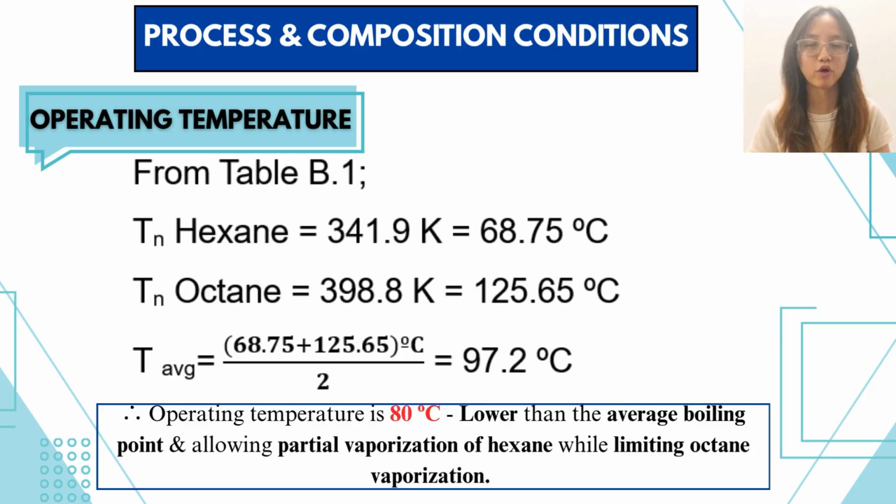First is to find the operating temperature by obtaining the normal boiling points of hexane and octane from Table B.1, which are 341.9 K and 398.8 K respectively. Then convert the values to degrees Celsius. After that, calculate the average temperature, which gives 97.2 degrees Celsius. From here, we choose 80 degrees Celsius as the operating temperature because it is lower than the average normal boiling point temperature, allowing partial vaporization of hexane and limiting octane vaporization.